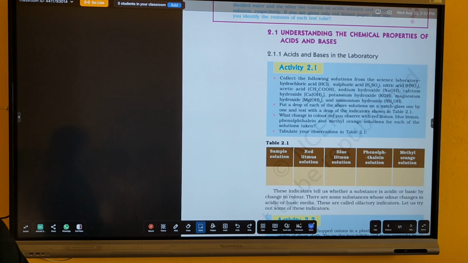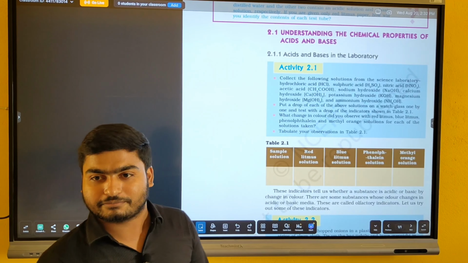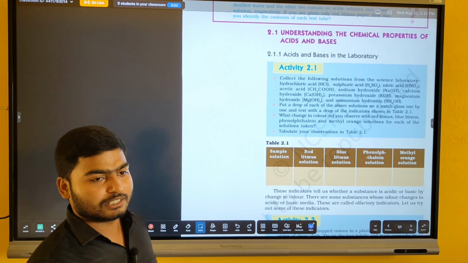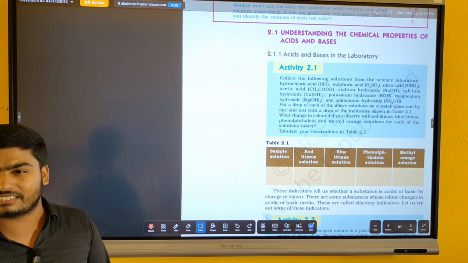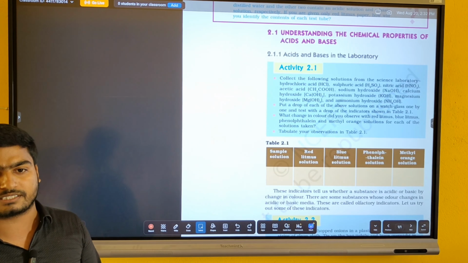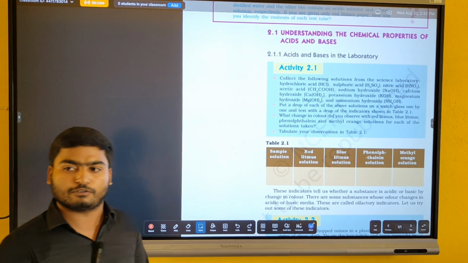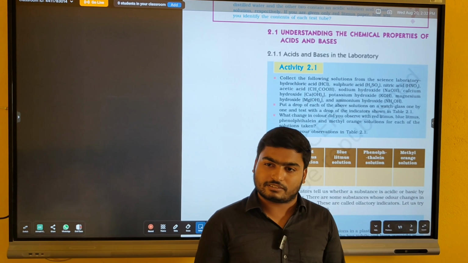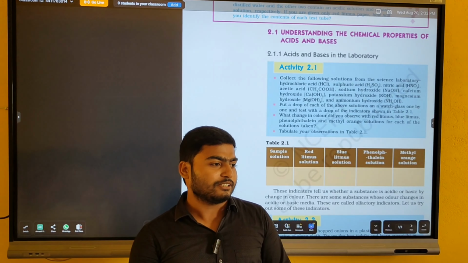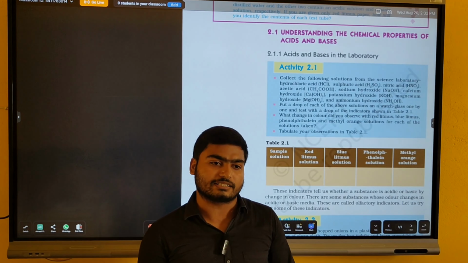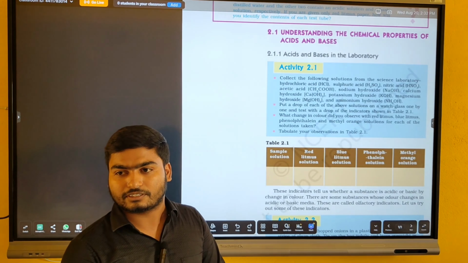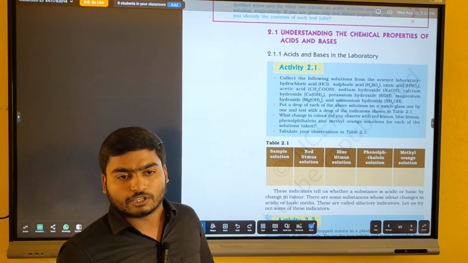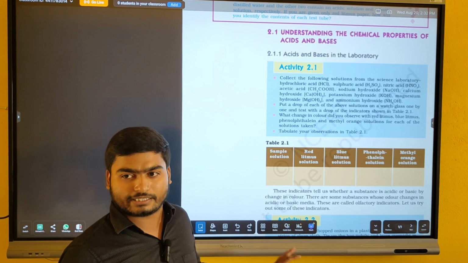Today we will be studying activity number 2.1 of the chapter Acid, Base and Salt. We have already studied what is acid, what is base, properties of acid, properties of base, all that theory, in our regular classes. But in this class, we have to study about activities. There are so many activities in this chapter, so we will be discussing all of these in this class.